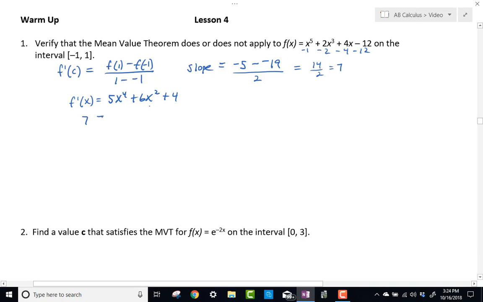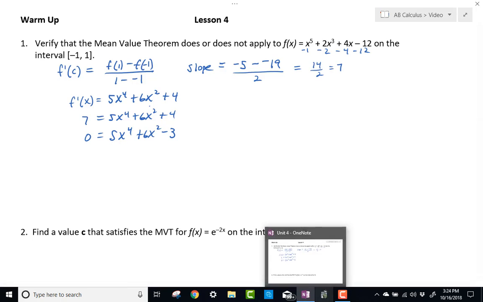So our slope is equal to our derivative, 5x to the 4th plus 6x squared plus 4. We're going to subtract 7 on both sides, so that the expression is equal to 0: 5x to the 4th plus 6x squared, and then subtracting 7, we end up with -3. So we need to see if we can factor this, and I don't believe it's going to factor. So we would have to go to our graphing calculator and show that we can actually find where this is equal to 0: 5x to the 4th plus 6x squared minus 3.